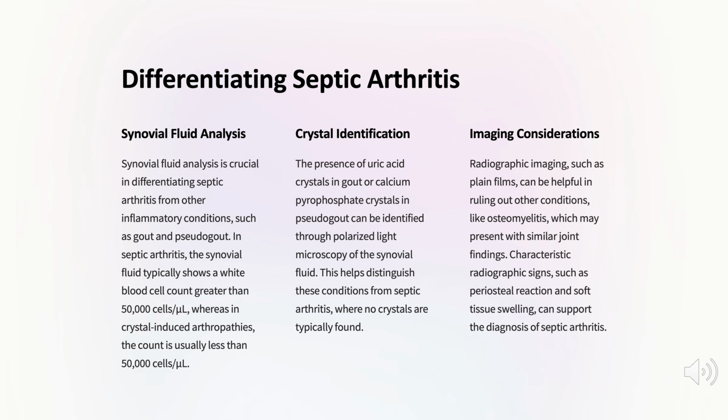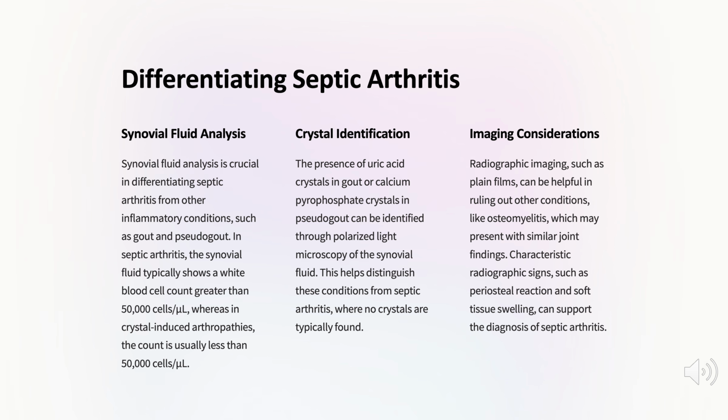Analyzing synovial fluid plays a pivotal role in distinguishing septic arthritis from other inflammatory conditions like gout and pseudogout. In septic arthritis, the synovial fluid often exhibits a white blood cell count exceeding 50,000 cells, whereas crystal-induced arthropathies usually display counts below this threshold.